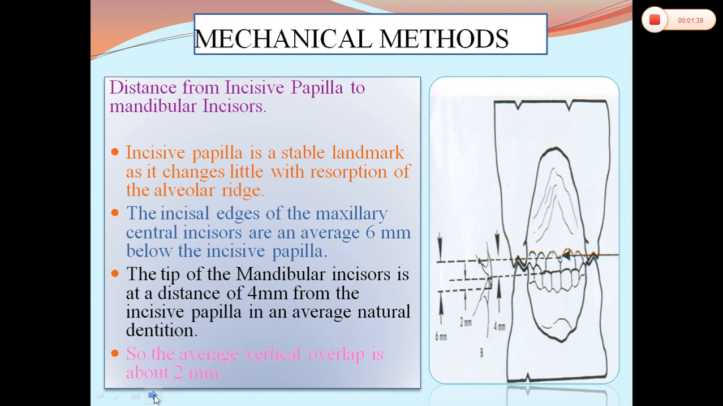The incisive papilla is a stable landmark, and it changes little with the resorption of the alveolar ridge. The incisal edge of the maxillary central incisors is an average of 6 mm below the incisive papilla. The tip of the mandibular incisor is at a distance of 4 mm from the incisive papilla in an average natural dentition. So the average vertical overlap is about 2 mm, as shown in the diagram.